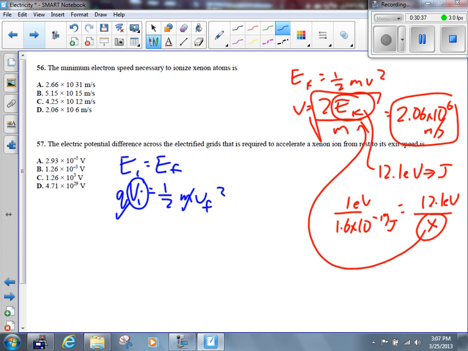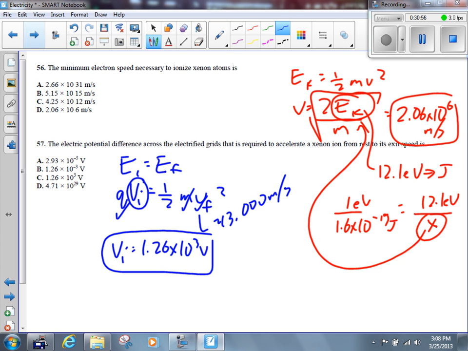And the final speed, I believe that was 43,000 meters per second, 43 kilometers per second, or 43,000 meters per second. We end up solving for VI. When we do, we get 1.26 times 10 to the 3 volts.